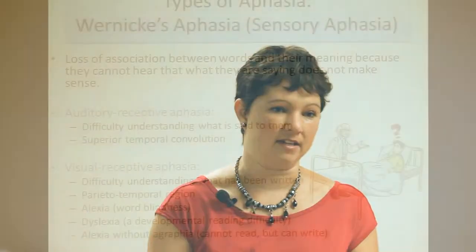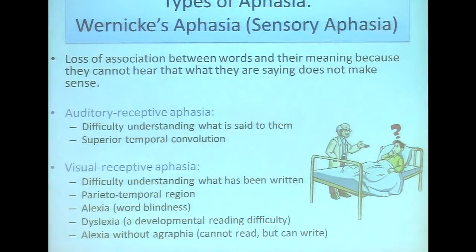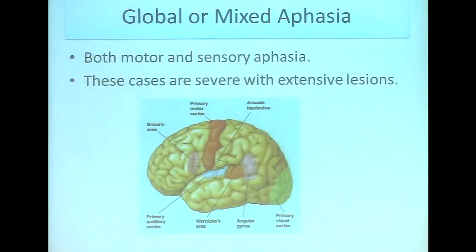So, if you think of Wernicke's aphasia, there are many different aspects to it depending on where the injury is, and it can present in many different ways. But ultimately, it is a sensory aphasia. Then you also get global or mixed aphasia, where you have both motor and sensory aphasia. Now, if you think of the brain, you think where Broca's area is and where Wernicke's area is. For both of those areas to be damaged, you must have quite extensive damage and very large lesions.